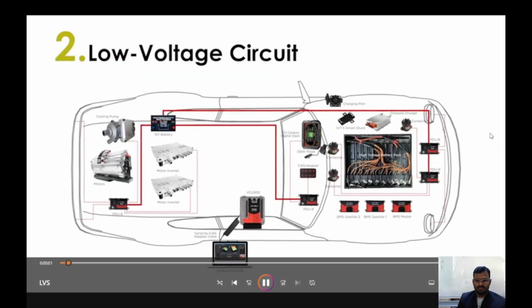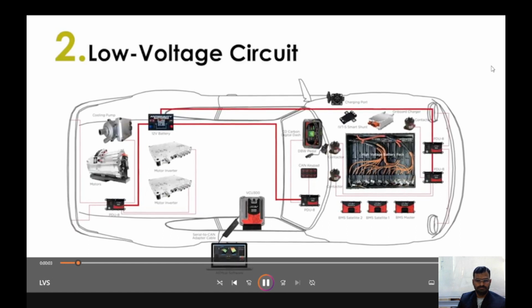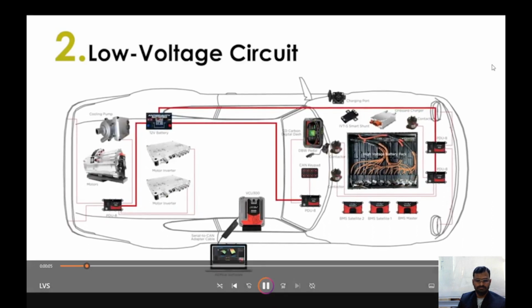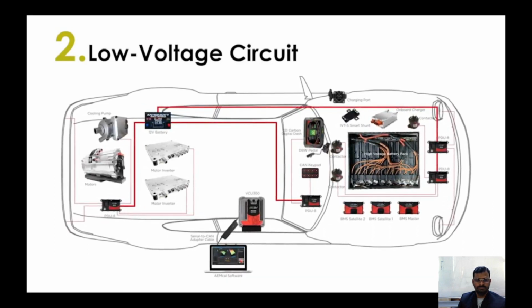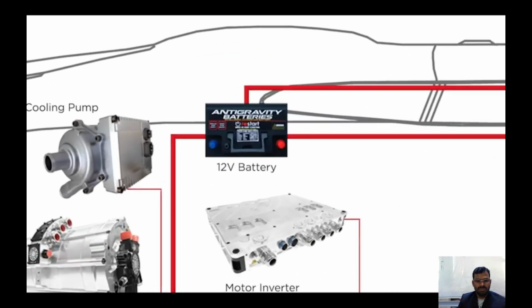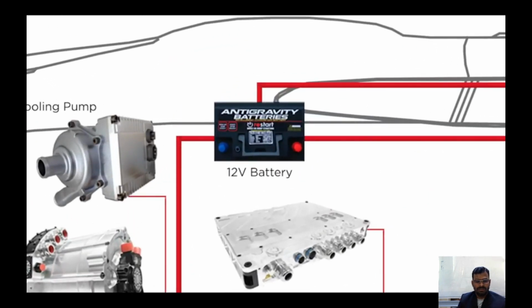One of the many advantages of EV conversions is the ability to retain an internal combustion engine vehicle's existing low voltage system. We have low voltage battery here, and the DC converter converts power from the high voltage circuit to charge the 12-volt battery, which supplies power to all the ancillary sensors and devices, as I told you earlier.